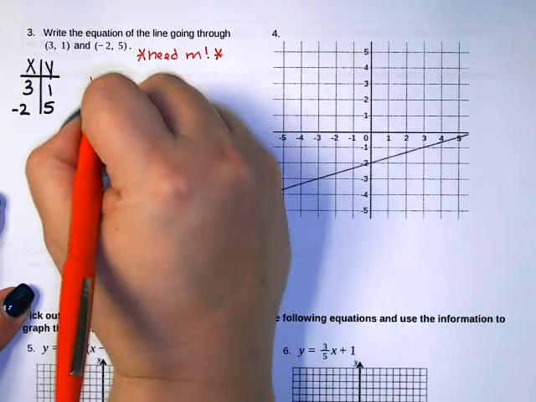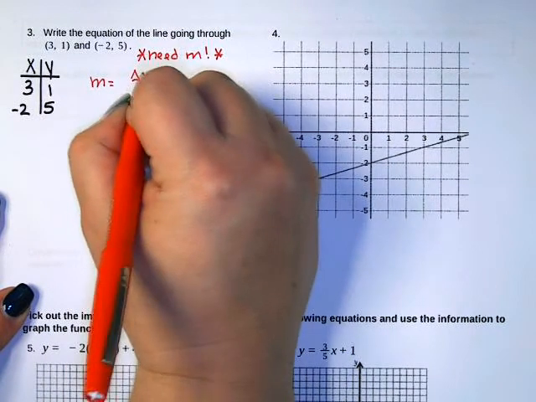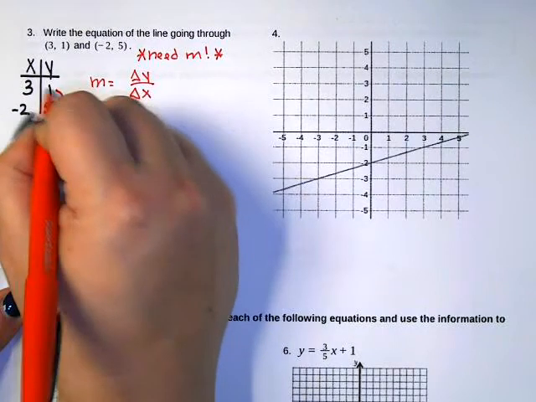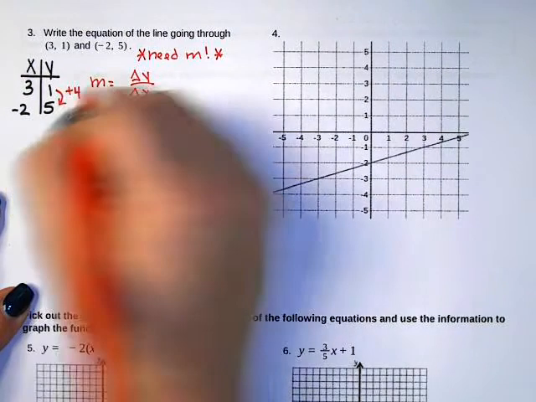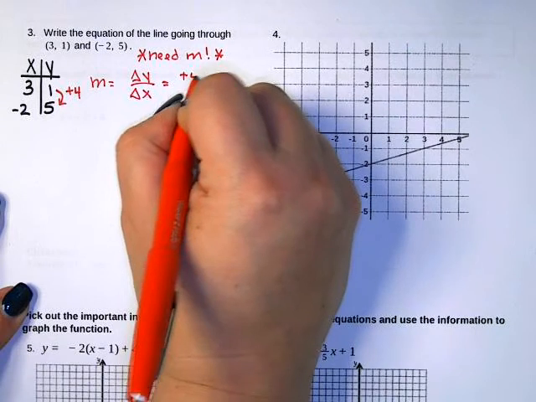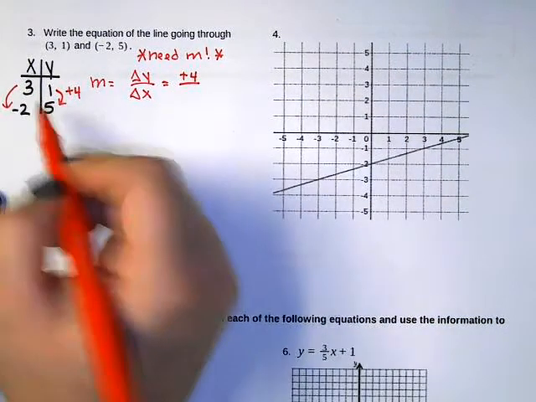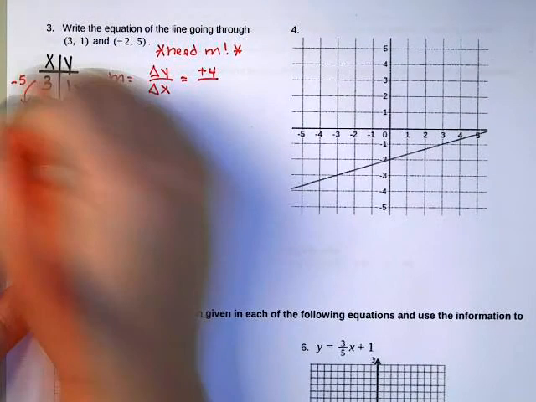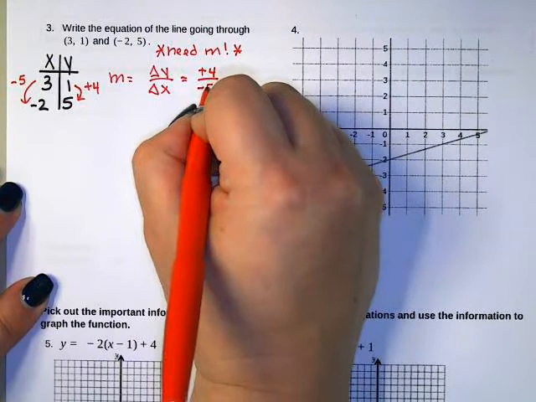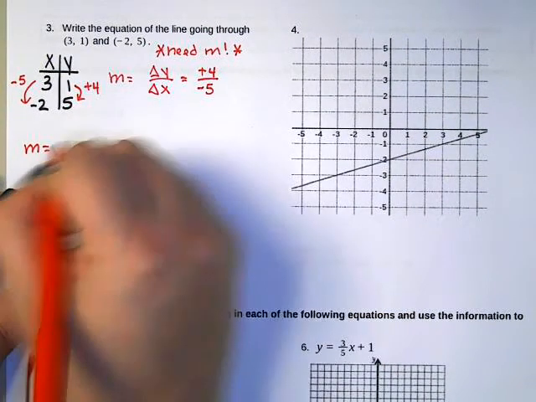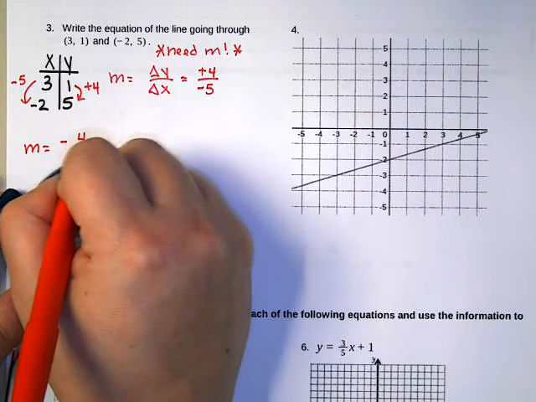So in order to find slope, we're going to do the change in y over the change in x. To go from 1 to 5, I'm going to add 4. That means my change in y is a positive 4. And my change in x, let's see, to go from 3 to -2, that means I'm going to subtract 5. So my change in x is -5. That means I have a slope of -4 over 5.